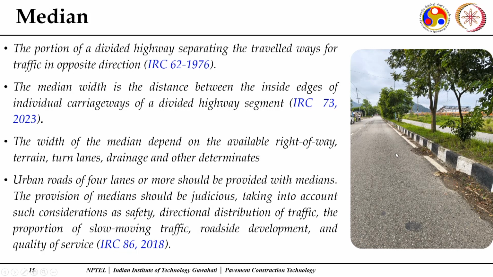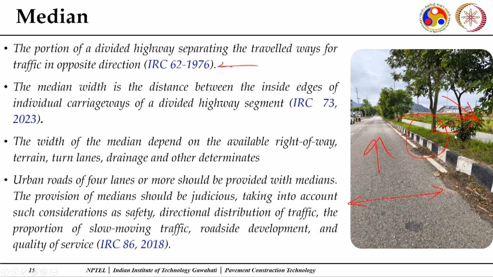Now, this picture shows a typical existing road. On the left-hand side you can see the carriageway, where the traffic moves in one direction. Then there is a raised structure, and on the other side the traffic moves in the other direction. What is provided here is what we call the median. It is the portion of a divided highway separating the travelled ways for traffic in opposite directions. We separate those two with the help of medians.